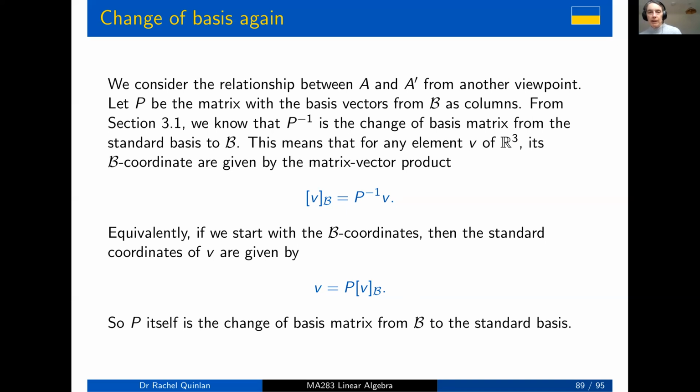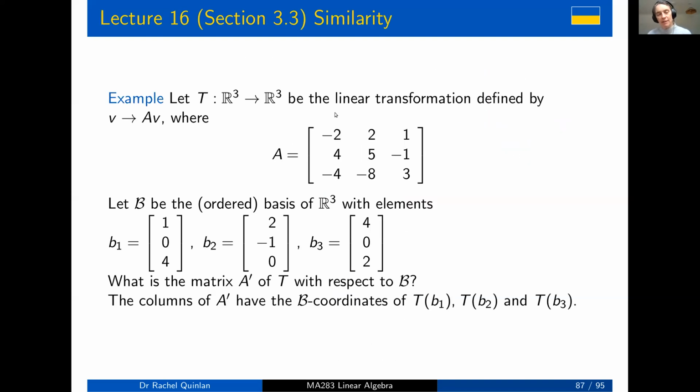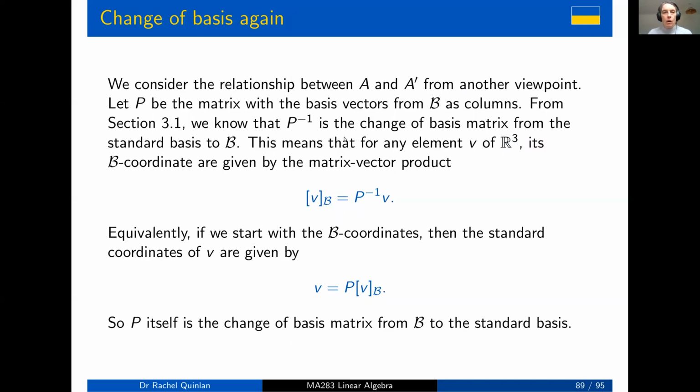So if we write P for the matrix whose columns are the basis vectors of B, so B1, B2, B3, which are written here in the last slide and in the previous slide. So there they are. So write P for the matrix whose columns are these three columns. Okay, so from section 3.1, we know that the inverse of P is the change of basis matrix from the standard basis to the basis B. That means if we have any vector written in its standard form, its coordinates with respect to the standard basis, then multiplying it on the left by the inverse of P transforms it into its coordinates with respect to the basis vectors of B, B1, B2, B3.